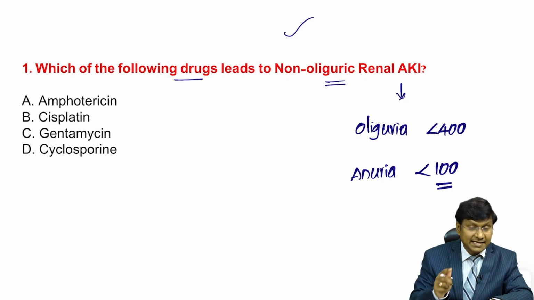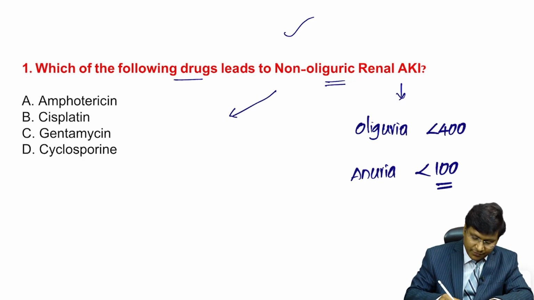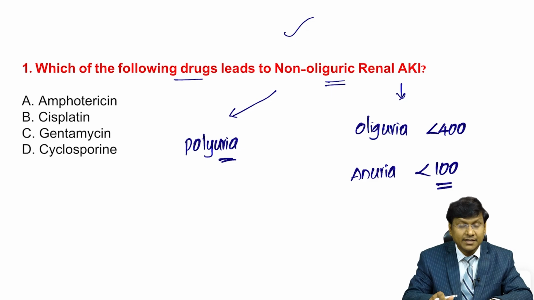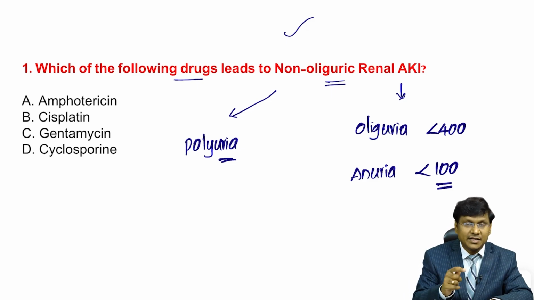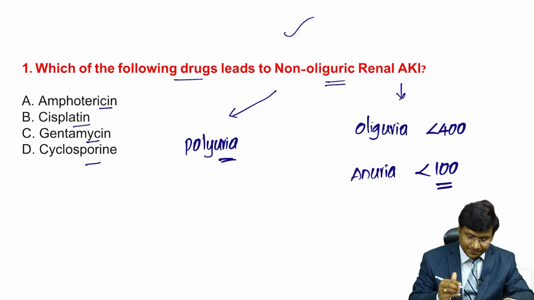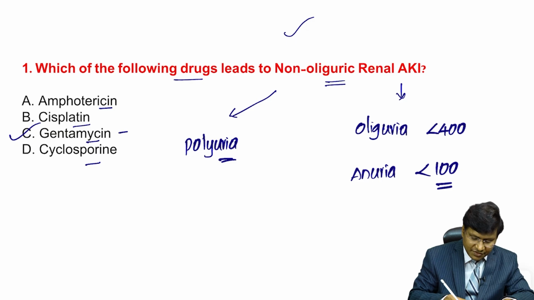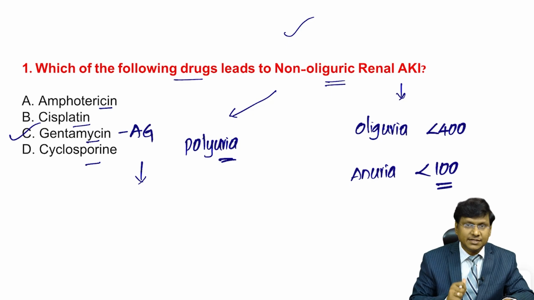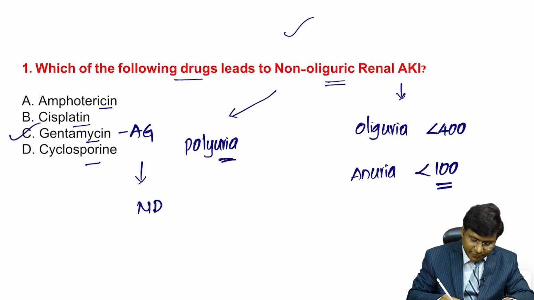Now, there are certain etiologies where there will be non-oliguric acute kidney injury, where the patient will have polyuria, right? What are those etiologies that can cause polyuria in spite of acute kidney injury? Amphotericin, cisplatin, gentamicin, as well as cyclosporin. So actually there are two answers here, but the best answer will be gentamicin, which is an aminoglycoside. These aminoglycosides will damage the V2 receptors, and that will result in nephrogenic diabetes insipidus.